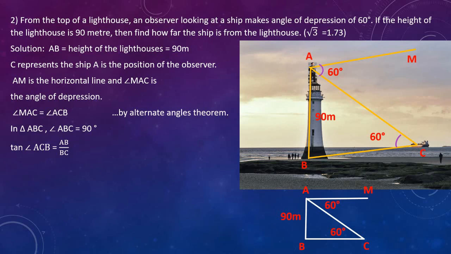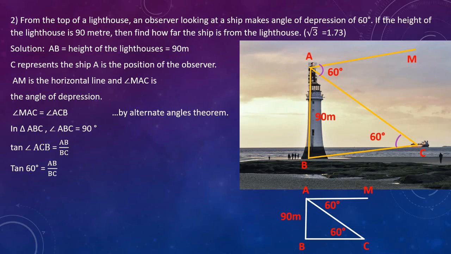Here we are going to use the tan ratio because the opposite side is given and we need to find the adjacent side. The opposite side is the height of the lighthouse, which is given, and we need to find the distance of the ship from the lighthouse. So we need to find the value of BC. In order to find the adjacent side, we use the tan ratio. Tan of angle ACB is equal to opposite upon adjacent, which is AB upon BC. So tan 60 degrees is equal to AB upon BC.